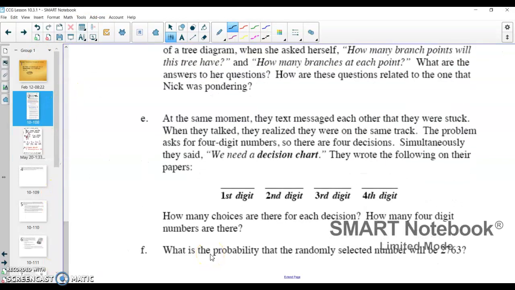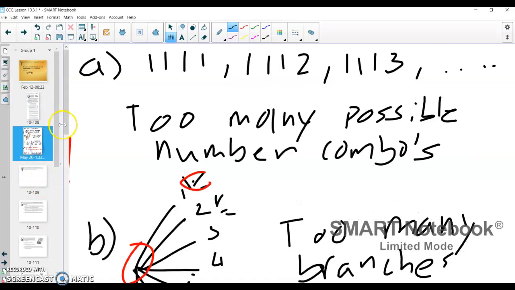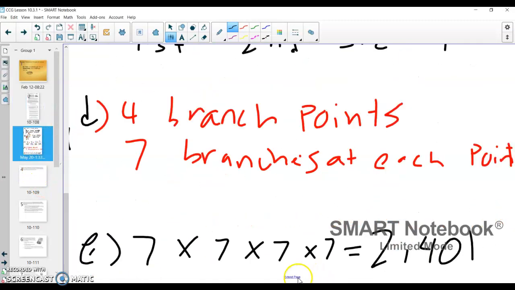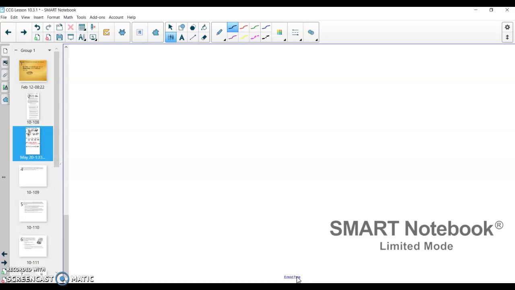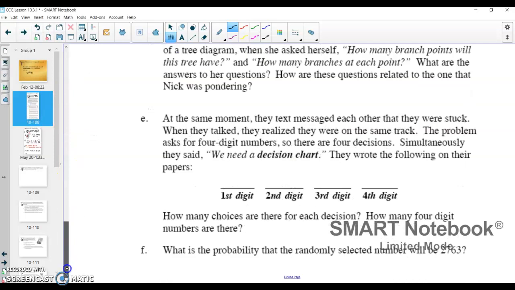Okay, and then lastly, what is the probability that the randomly selected number would be 2,763? Well, 2,763 is just one of the 2,401 choices, or 2,401 possible number combinations. And so what we say for probability is that 2,763.